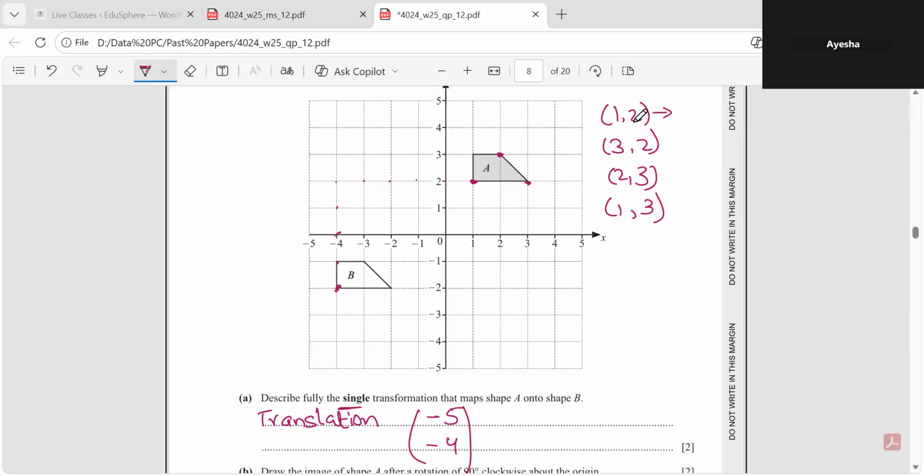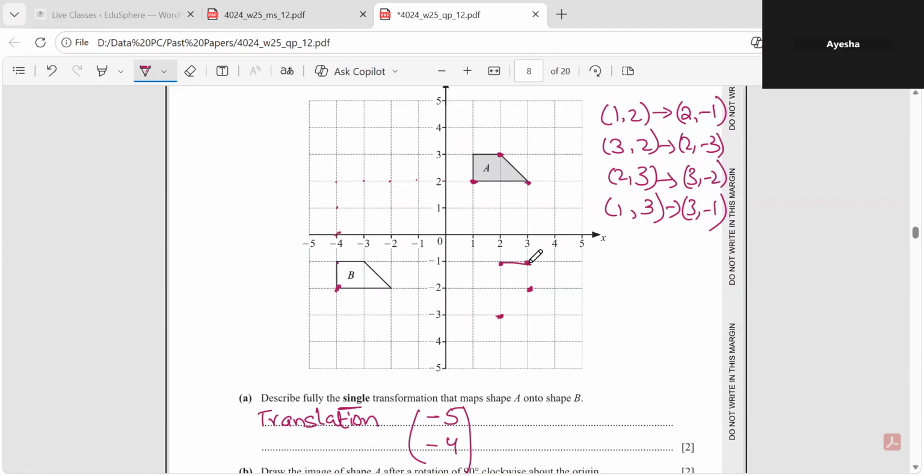Now, after transforming, because we know that we are transforming x, y to y comma minus x, this will become 2 comma minus 1. It will be 2 comma minus 3. Here it's 3 comma minus 2. Here it will be 3 comma minus 1. So we are going to plot these. 2 comma minus 1 is here. Then we have 2 comma minus 3, this is here. Then 3 comma minus 2 is here. 3 comma minus 1 is here.